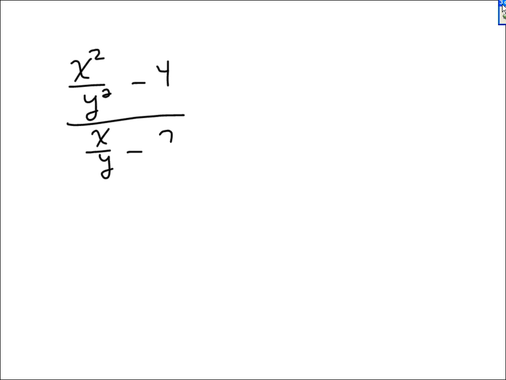We are simplifying complex fractions. It's complex, I guess, because the numerator has denominators, the denominator has denominators, everything has denominators. Okay, suppose you have x squared over y squared, take away 4, and you choose to divide this by x over y minus 7. Y squared and y. Those are the only denominators. And we talked about that earlier.